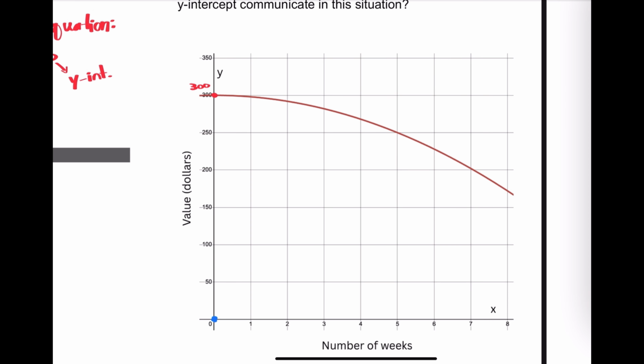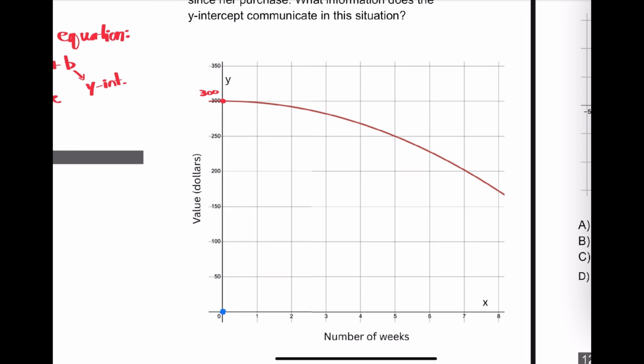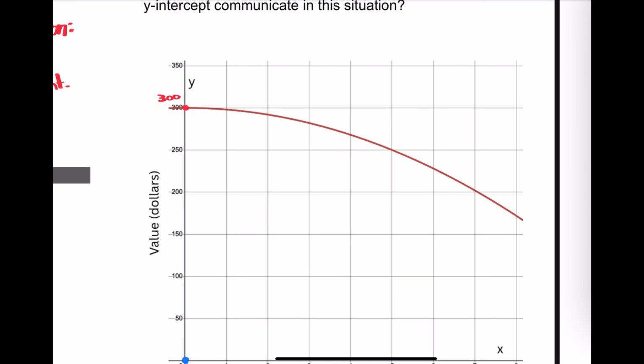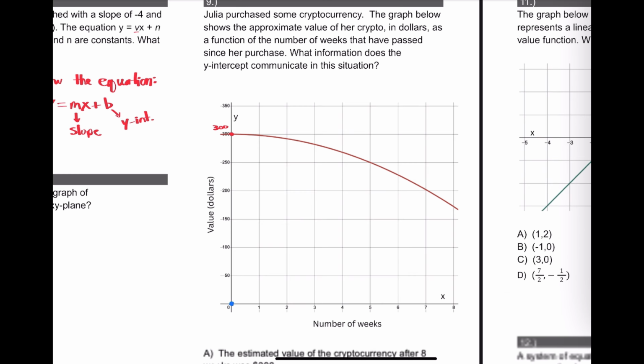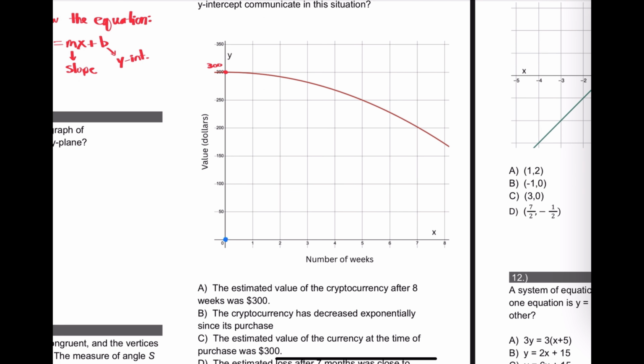Okay, so let's think about this graph. What they're saying here is Julia started with $300, and each week up to 8 weeks, you can see at the bottom there, each week she's actually losing a little more money. This is decaying exponentially. It's going down a little more each week. But they're just asking, what does this $300 communicate? So we don't need to know anything else other than to say Julia's starting with $300. Okay. So we're going to come down here and look at these explanations.